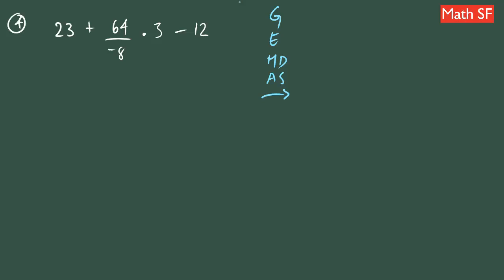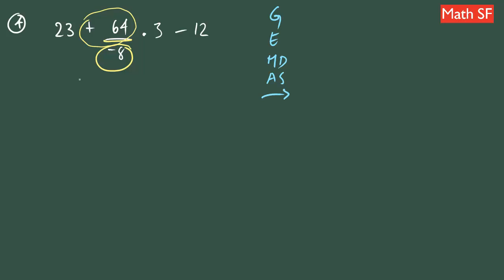So I just say fraction bar. So there's a fraction bar here, so it means that you have to do that. So let's just focus on this part. What is 64 divided by negative 8? And recall that you're also taking this positive 64 divided by negative 8. So what is going to be positive 64 divided by negative 8?